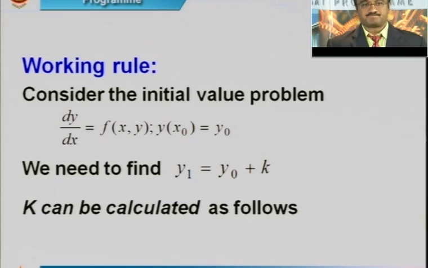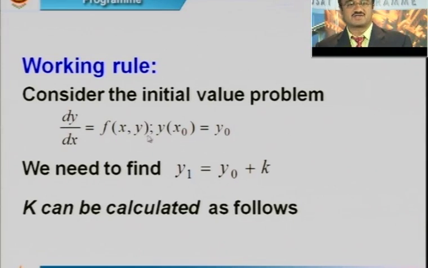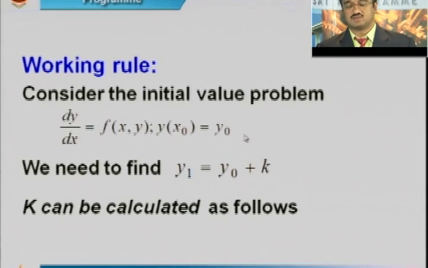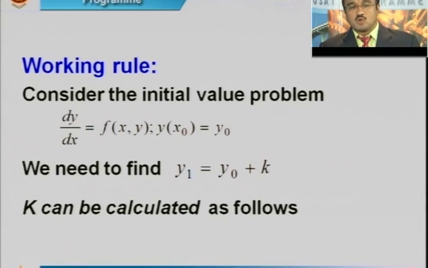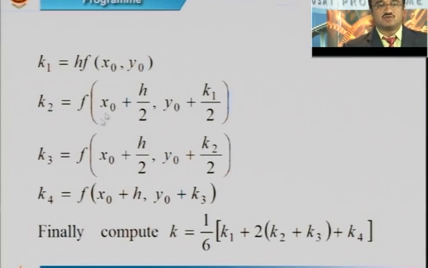Now consider the initial value problem, that is dy by dx treated as a function of x comma y, with initial condition y of x naught equal to y naught. Suppose we want to find the next value after y naught, which we think of as y1. That we can write as y1 equal to y naught plus k. The k can be calculated in 4 stages. So this is the formula we use for k.